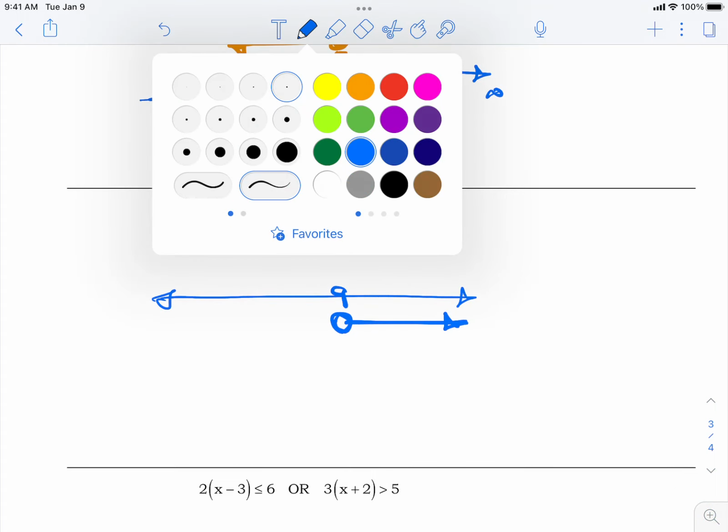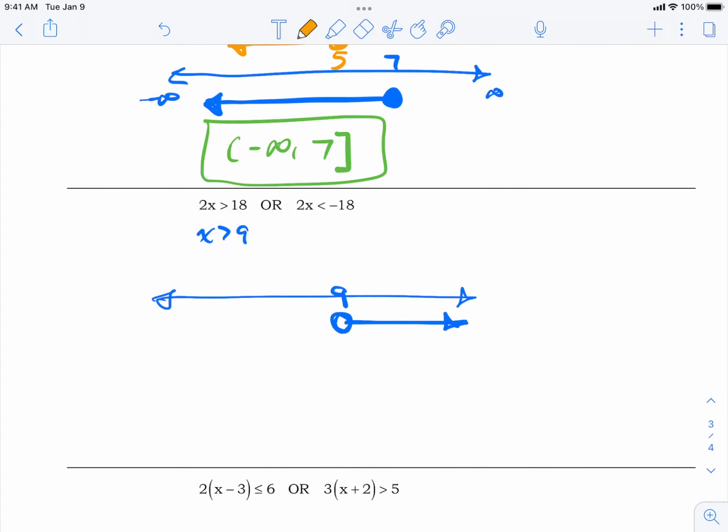Okay. Now this one. Divide both sides by 2. Okay, I didn't divide by a negative, so I don't have to switch anything around. So x is less than negative 9. Negative 9? That's over here. And again, with the strict inequality, don't include the endpoint.